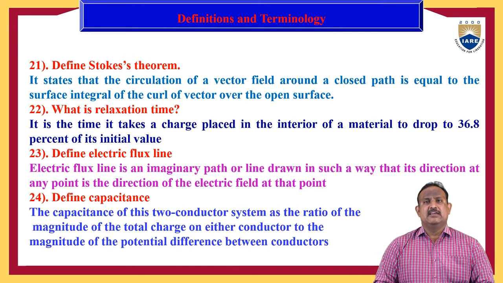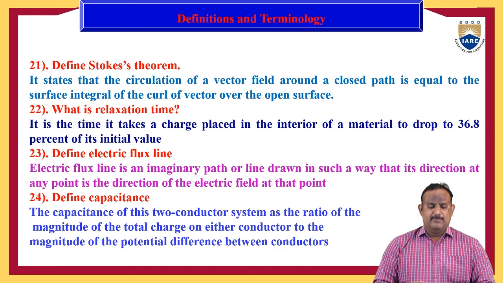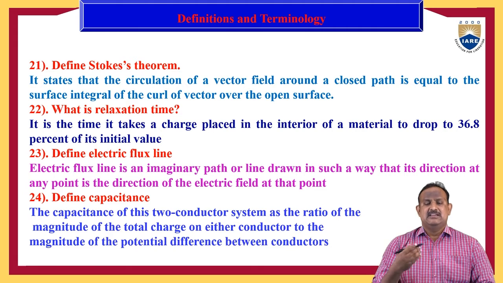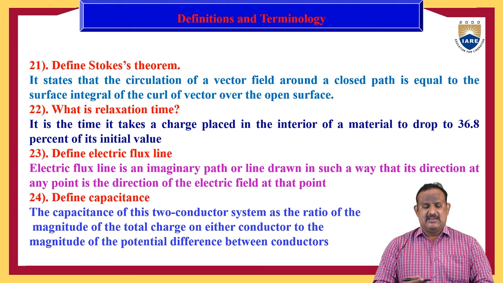Define electric flux line. An electric flux line is an imaginary path or a line drawn in such a way that its direction at any point is the direction of the electric field at that particular point. So define capacitance.